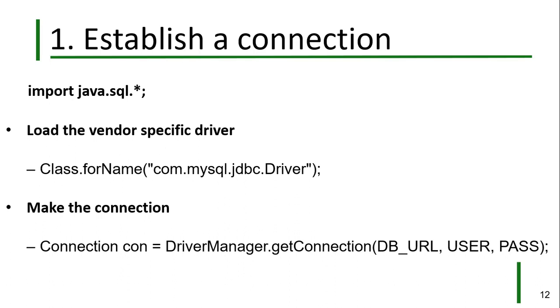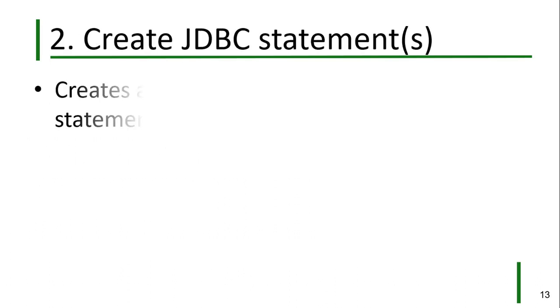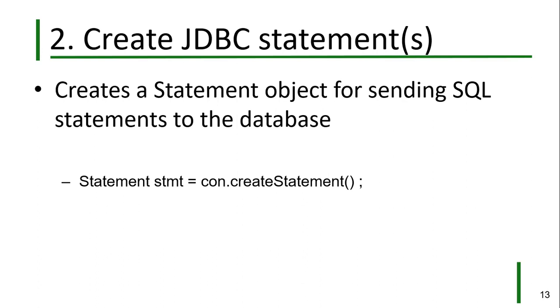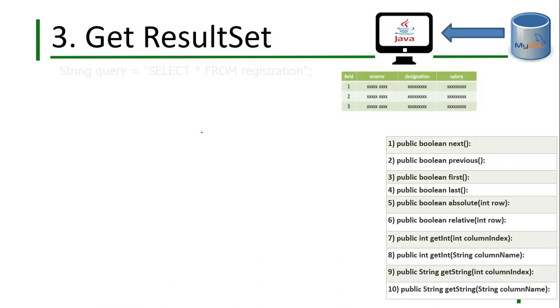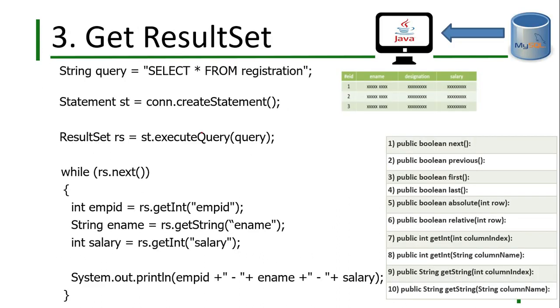After getting the connection ready, we will be creating a statement. The statement is what we will be executing on the database to get the data from it. For that, we need the Statement class, and we will be creating an object named stmt, and that can be done with the connection object con.createStatement function.